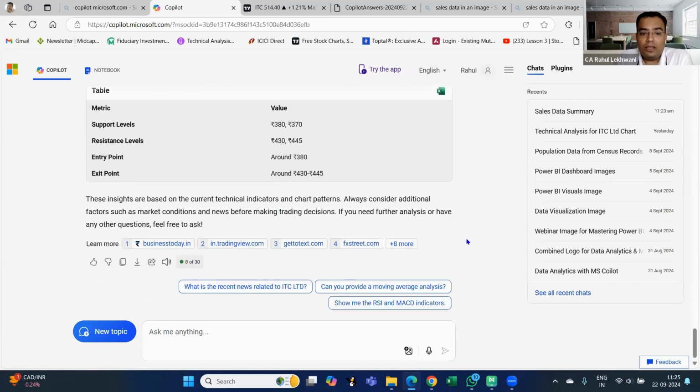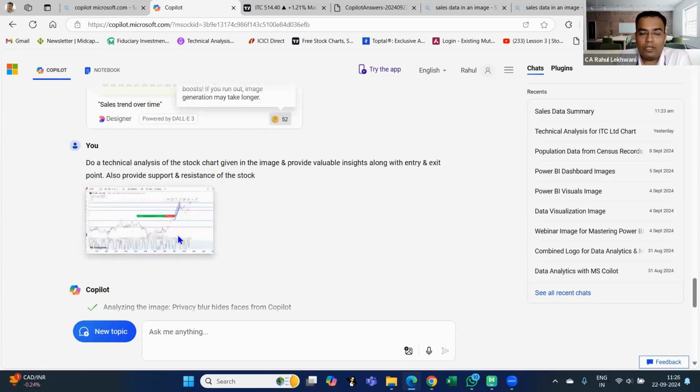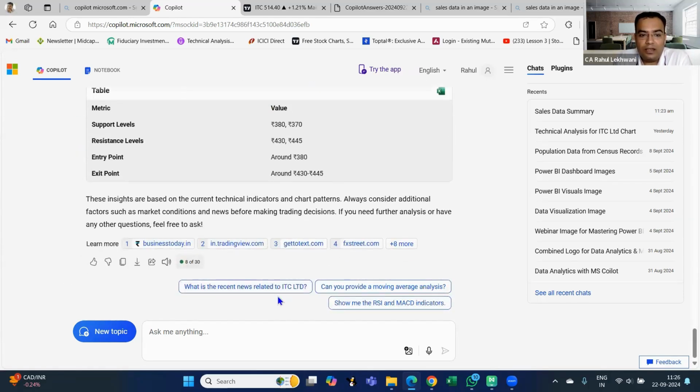So this is one of the best parts of this AI tool, that even if you put an image of a chart, it will give you what is happening. Not just that, as you can see here, what is the recent news related to ITC? So, for example, I have invested in ITC. I want to understand how the company is performing.